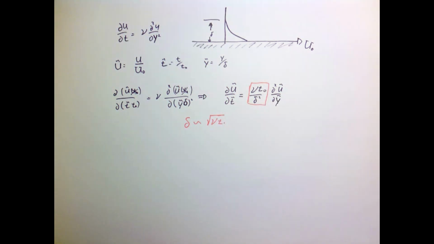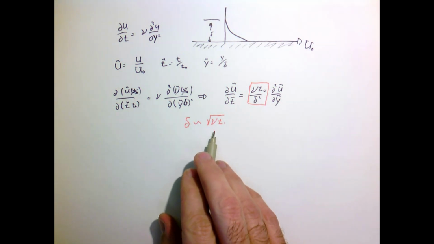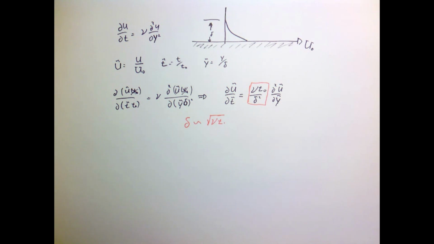And this is just like what we found in heat conduction, so this result shouldn't be terribly surprising, but in heat conduction this is replaced by the thermal diffusivity. Here we have the diffusivity of momentum.